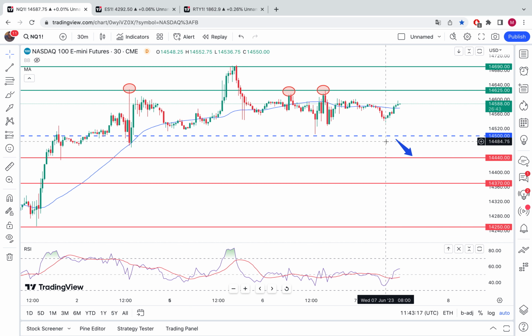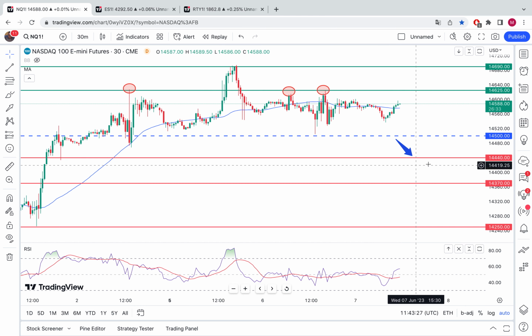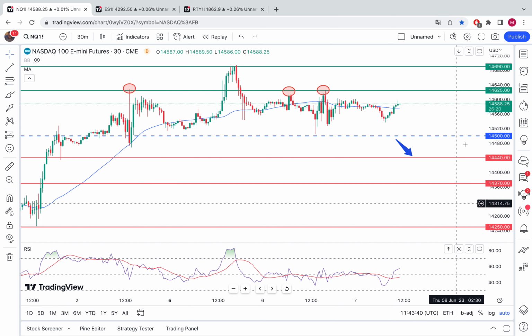In case the 14,500, well, the 500 level is broken, below it, it will be a bearish atmosphere. So below 14,500, expect the next support at 440, then at 370, and if we have a drop, the next target will be 250. So the sell will happen with many conditions. First, the drop in the main stocks: Apple, Microsoft, Nvidia, and Tesla.